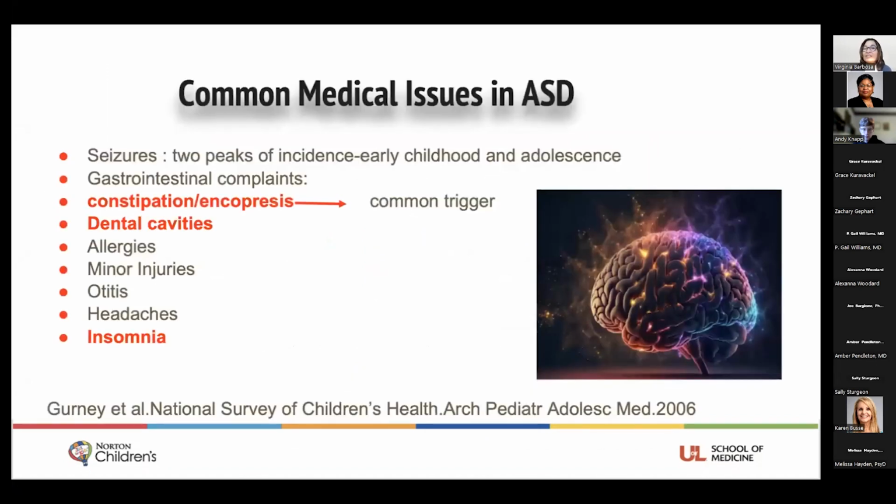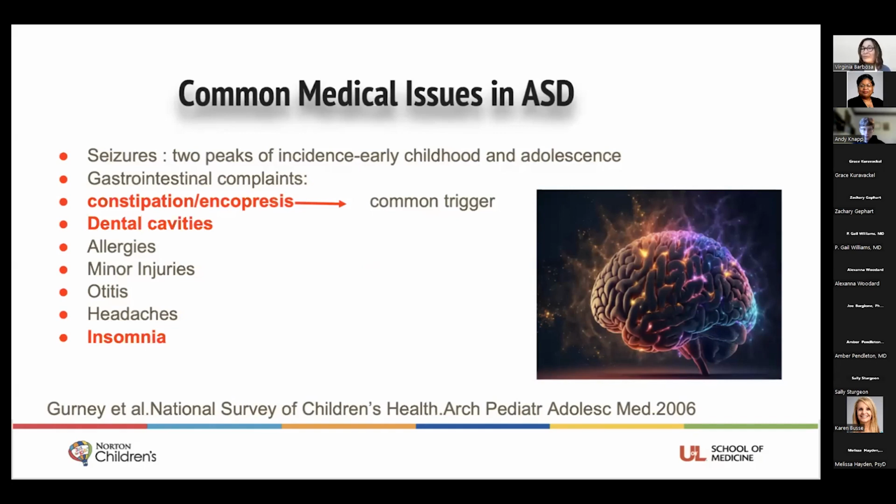Common medical conditions associated with ASD that can lead to irritability and aggression: seizures, of course, with peaks in early childhood and adolescence. Gastrointestinal complaints, we cannot talk enough about that, right? So constipation, encopresis, they're frequent triggers. And sometimes, because the kids already have difficulty with regular bowel movements, these symptoms are minimized by the parents.